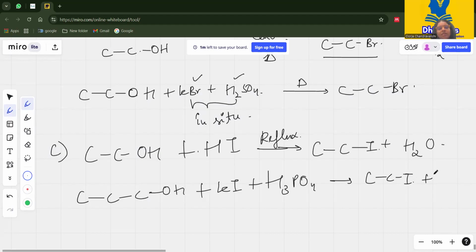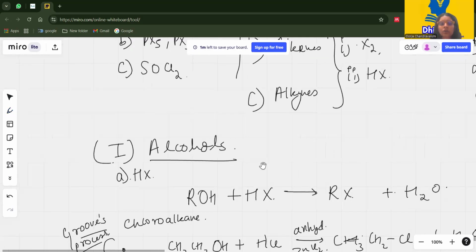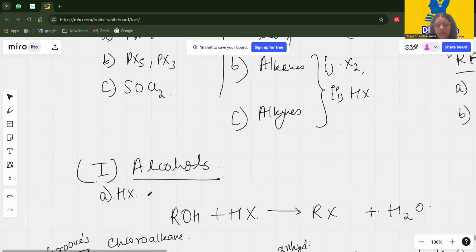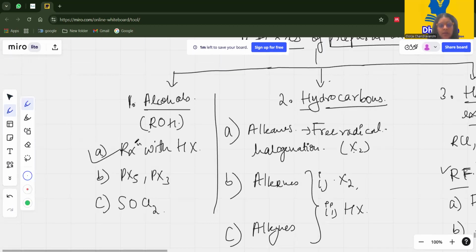If my speed seems a little fast, I recommend you to pause the video and note down the reactions. So that was about preparation of alkyl halides from alcohols using haloacids. These were haloacids. That marks the completion of our first study.